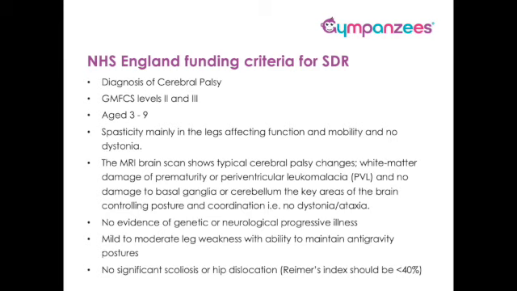And there must be no significant scoliosis or hip dislocation. So children with cerebral palsy as a standard of care undergo regular hip x-ray, and you may already be familiar with what your child's Reimer's index is, and it should be less than 40%, so their hips need to be well and located. If there is an issue with hip migration or hip dislocation, it doesn't mean that they can't undergo SDR at a later date, it just means that that needs to be addressed first.